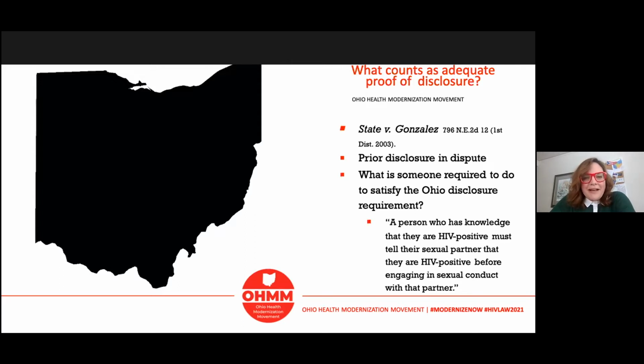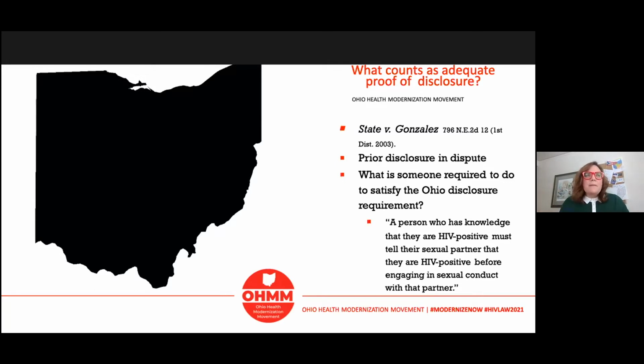And the case there, I know this isn't a particular legal audience, so I'm not going to get into the super big details of the case. But it came before the appellate court here in Cincinnati, where I am, in State versus Gonzalez. Gonzalez was charged with felonious assault under the state law. And basically the issue was, did he adequately disclose his status prior to having sexual conduct with, at the time, his girlfriend? She claims no, he did not disclose. He claims that he did in fact disclose.